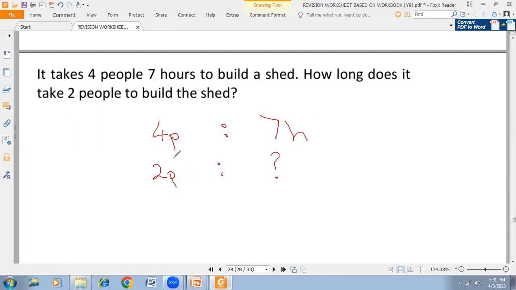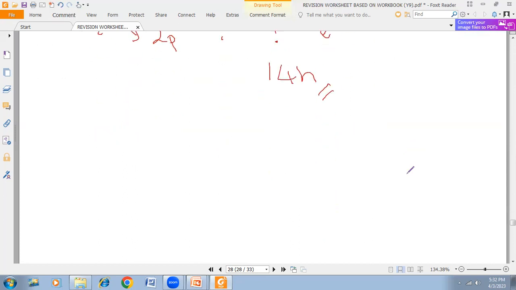Do some logical thinking now. 4 people, which is the bigger number, took 7 hours, but only 2 people are doing the work. They don't have enough manpower for it. So if you divide by 2 here, remember to times by 2 this side. So they will take 14 hours to complete it. This is the answer. It's the opposite. Less manpower, more time will be taken. Okay, moving on.